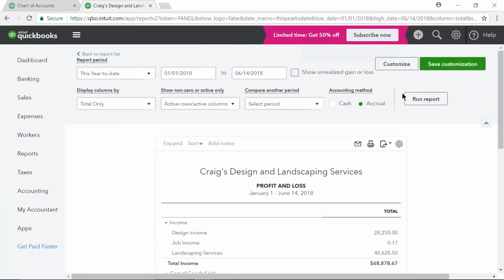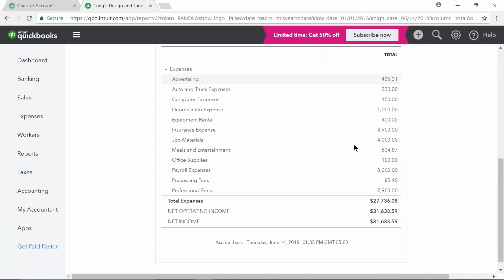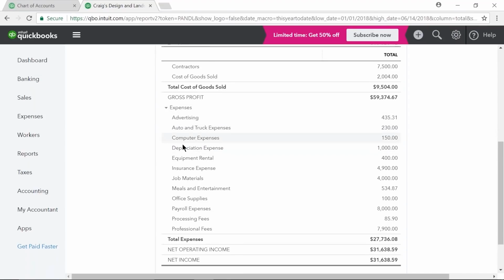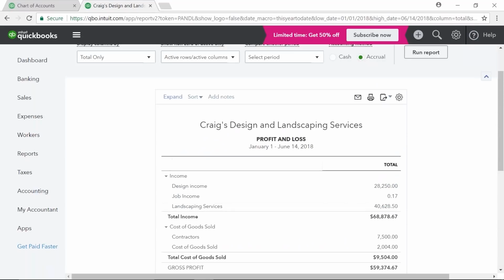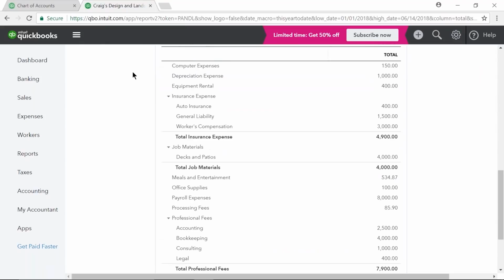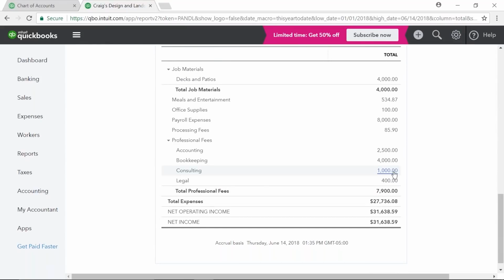What that does is it's going to move the consulting expense account from the place where it normally was down into professional fees. There we go, professional fees, $7,900. And whenever I expand this, there we see the $1,000 worth of consulting added up with all the other stuff. So that's sub-accounts. It's a great way for you to organize your chart of accounts and by extension also all of your statements.